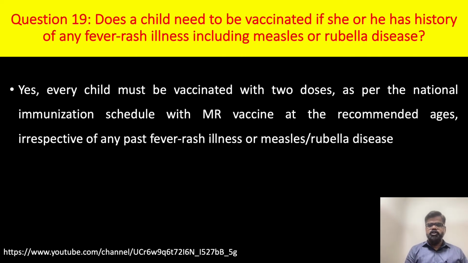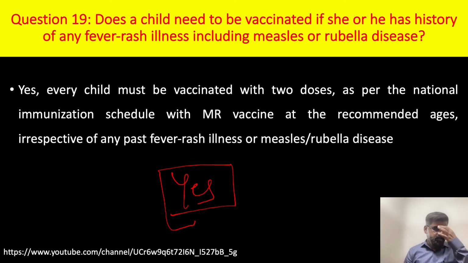Does a child need to be vaccinated if she or he has a history of any fever, rash, or illness, including measles, rubella? The answer is yes. You need to vaccinate the child even if the child has suffered from fever with rashes. It can be a case of measles or rubella. The child needs to be vaccinated at the recommended age.